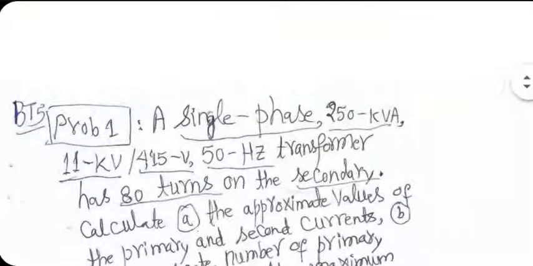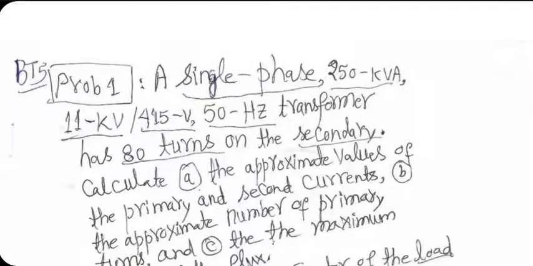Some more solved problems. A single phase 250 kVA, 11 kV to 415 volt transformer. This is real life. 11 kV is the primary voltage and it is stepping down to the substation value, which is 415 volt. The frequency is 50 hertz. The number of turns on the primary is 80 and the number of turns on the secondary is 80. Calculate the approximate value of the primary and secondary currents.